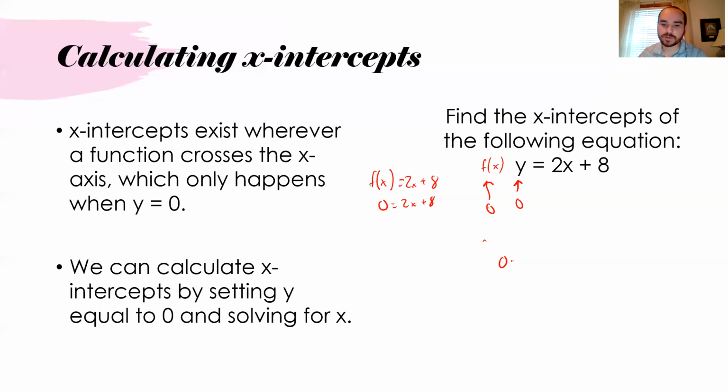So we have 0 equals 2x plus 8. We subtract 8 from both sides. 2x equals -8, so x equals -4. So that's the x point at which we intercept the x-axis. The actual point is going to be -4, 0, because our y value had to be 0.